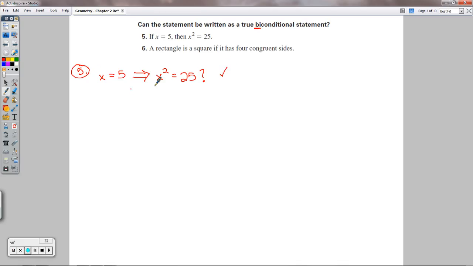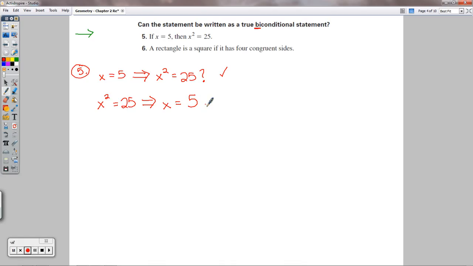I'll put a check mark there. That always works. If x equals 5, you square 5, you always get 25. However, if you switch that around, it has to work both directions. If you have x squared equal to 25, does that imply, does that mean, and some of you may draw your imply arrow with a single line like that too. Just kind of depends on the book and what they say. I'm accepting of either way, but just check what your teacher says and verify with them that they're okay with either one of these. But if x squared equals 25, does that necessarily mean that x has to equal 5?